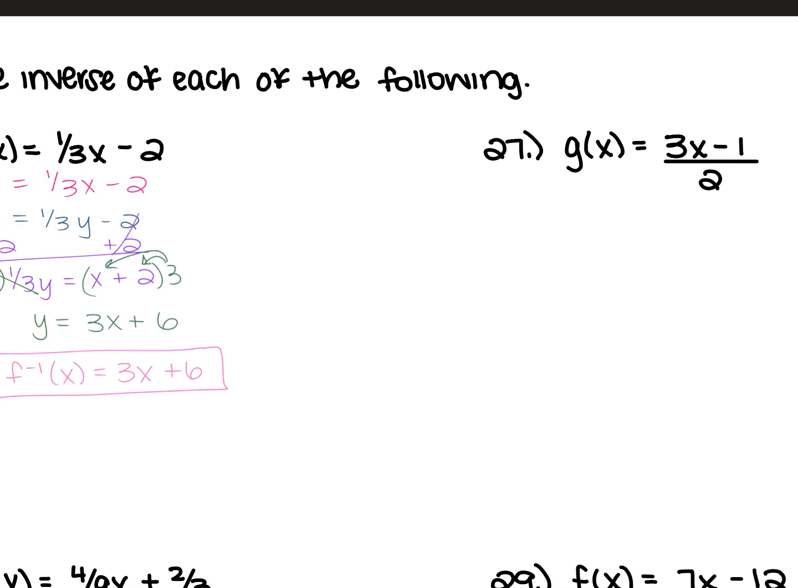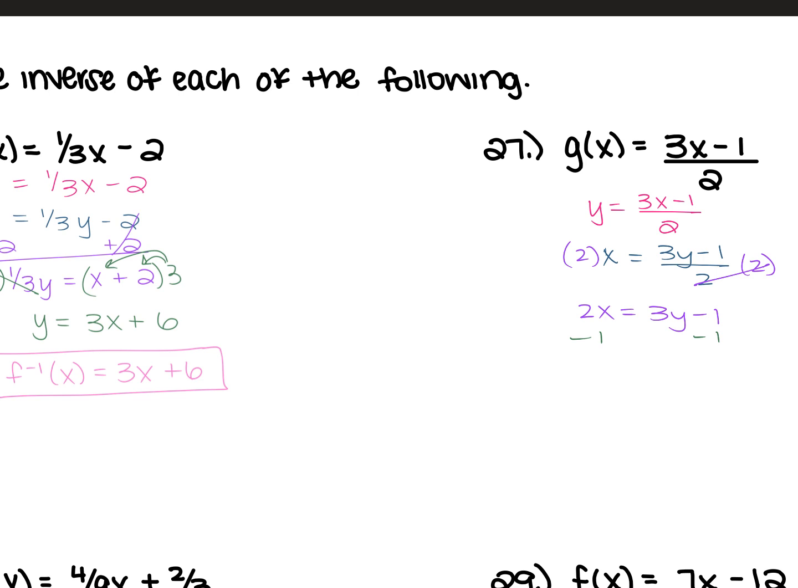For 27, you're given g of x is equal to 3x minus 1 all over 2. This is the same thing as saying y is equal to 3x minus 1 all over 2. So if we switch our x and our y, that's going to give us x is equal to 3y minus 1 all over 2. We start this one by multiplying each side by 2. That cancels out on the right side and gives you 2x is equal to 3y minus 1.